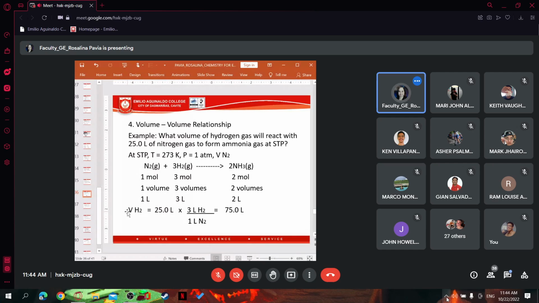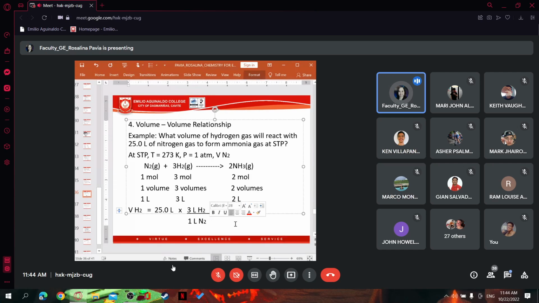So we have now volume of hydrogen, start with the given 25 times 3 liters with respect to the equation, 3 liters over 1 liter equals 75 liters.